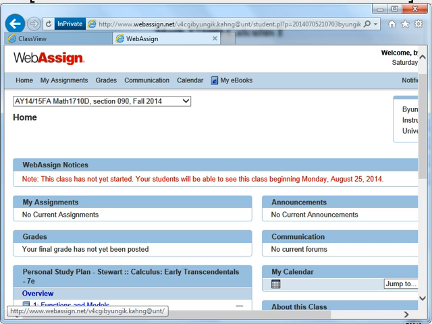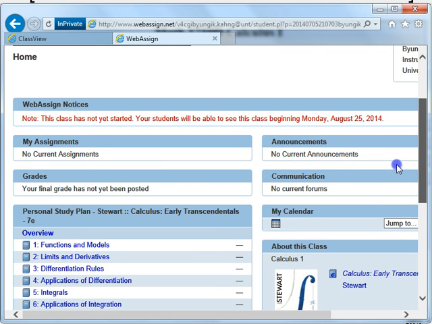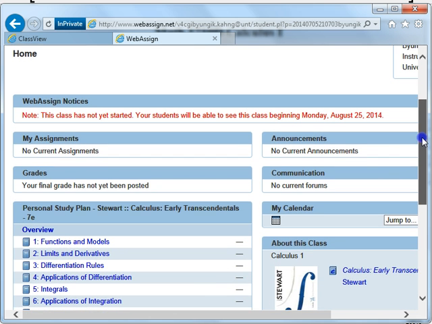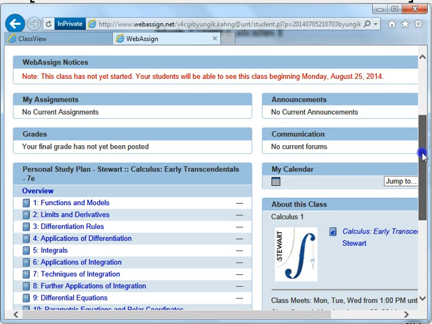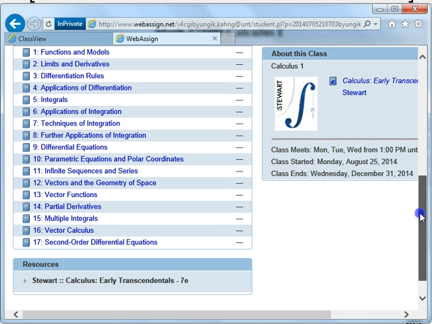Here we are in the WebAssign class page. This is the home page in WebAssign, and all these assignments, announcements, everything will be activated once the class begins. I'm recording this sometime in June, so not everything is ready yet. Now, if you go over to the lower left-hand corner, there is Resources, and then we have textbook information here: Calculus, Early Transcendentals by James Stewart, 7th edition.